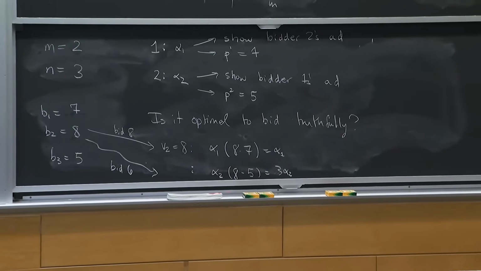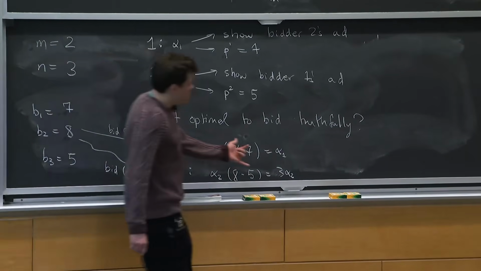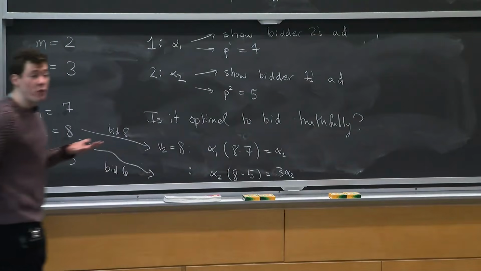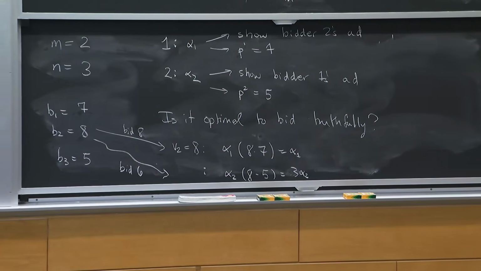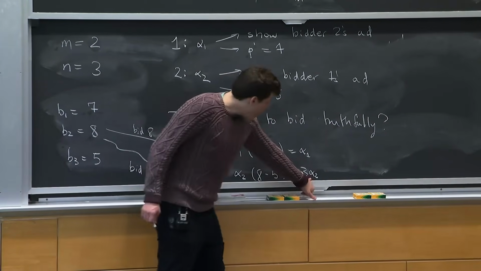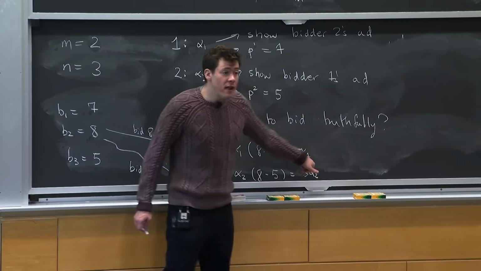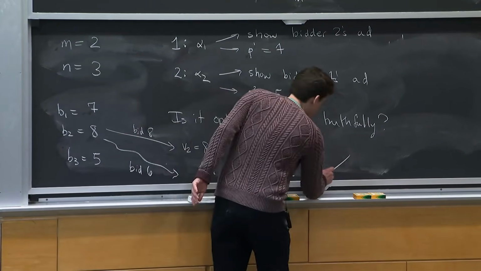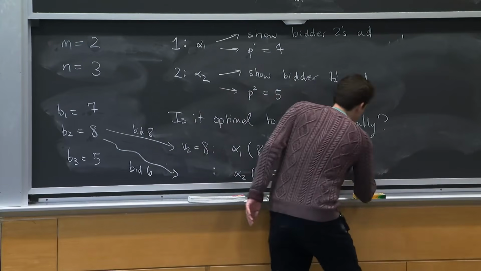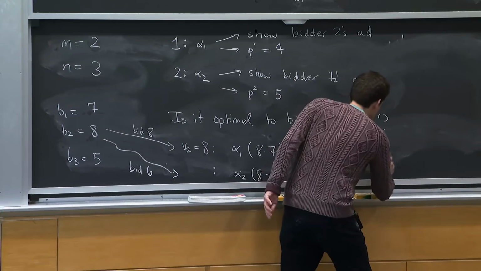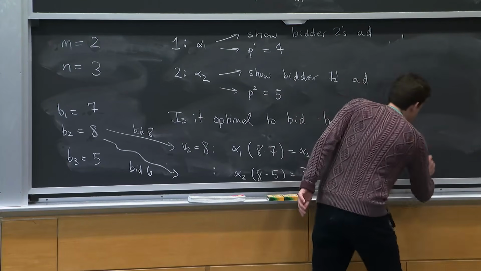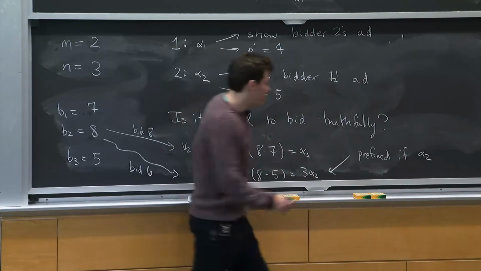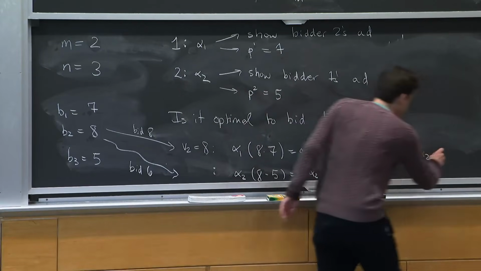Well, what's better? Well, it's going to depend on the relative values of alpha 1 and alpha 2. And in particular, if alpha 2 is pretty close to alpha 1, they're going to be much better off shading their bid. So this is going to be preferred, if alpha 2 is close to alpha 1, right? It's smaller than alpha 1, but if it's close.